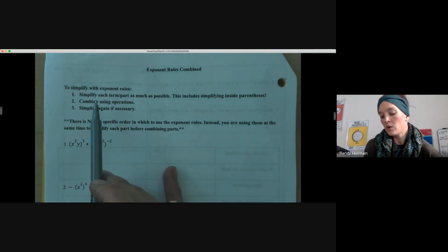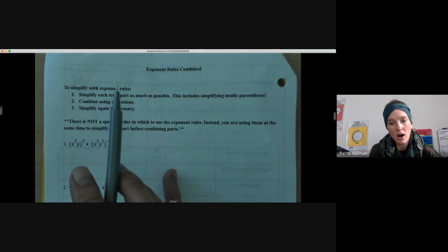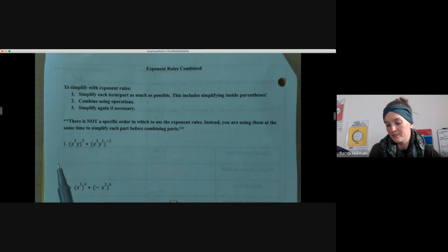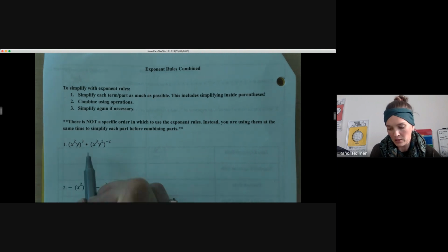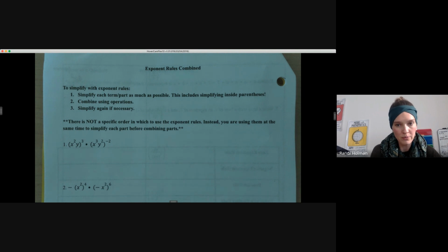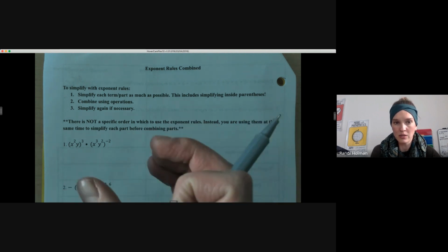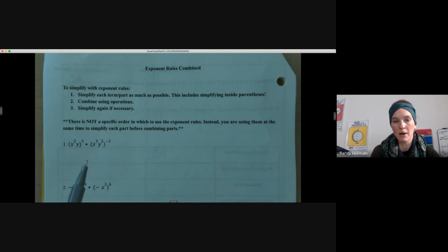So when we're simplifying, the hard thing is there's not a specific order that you have to do them. So we just have to be careful that we're doing each exponent rule correctly. We do still want to follow our order of operations here. So if you look at this first one here, I have some multiplication of these two big things, but I also have some exponents within those things. So exponents are more powerful than multiplication. I need to do those exponents within the two terms themselves before I combine them.